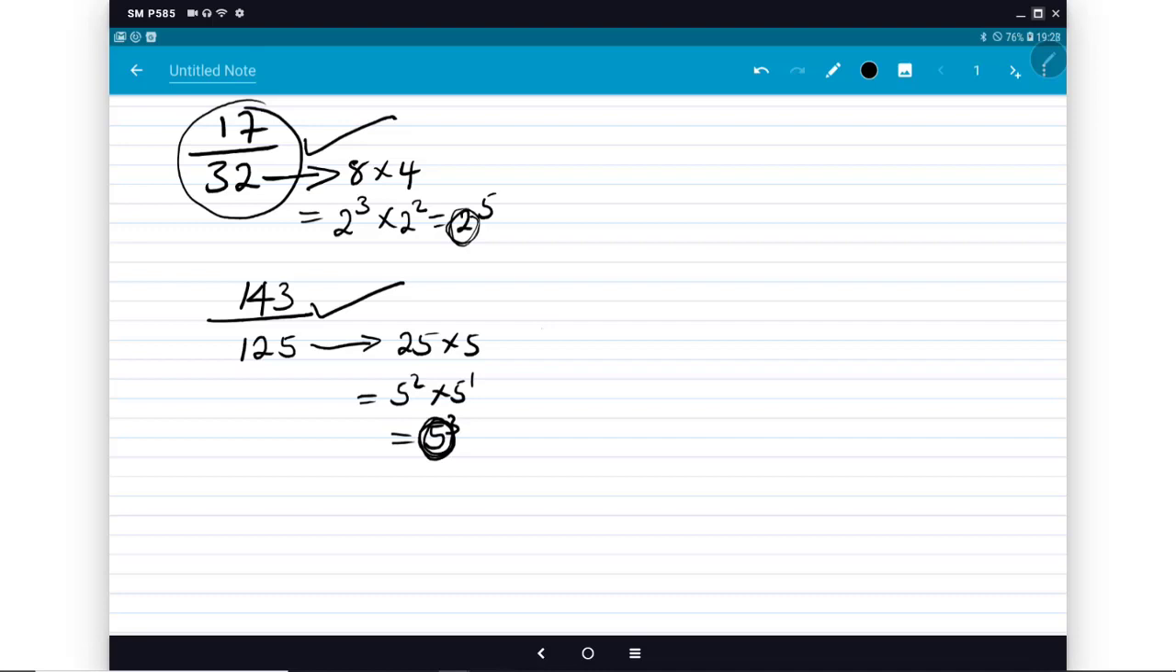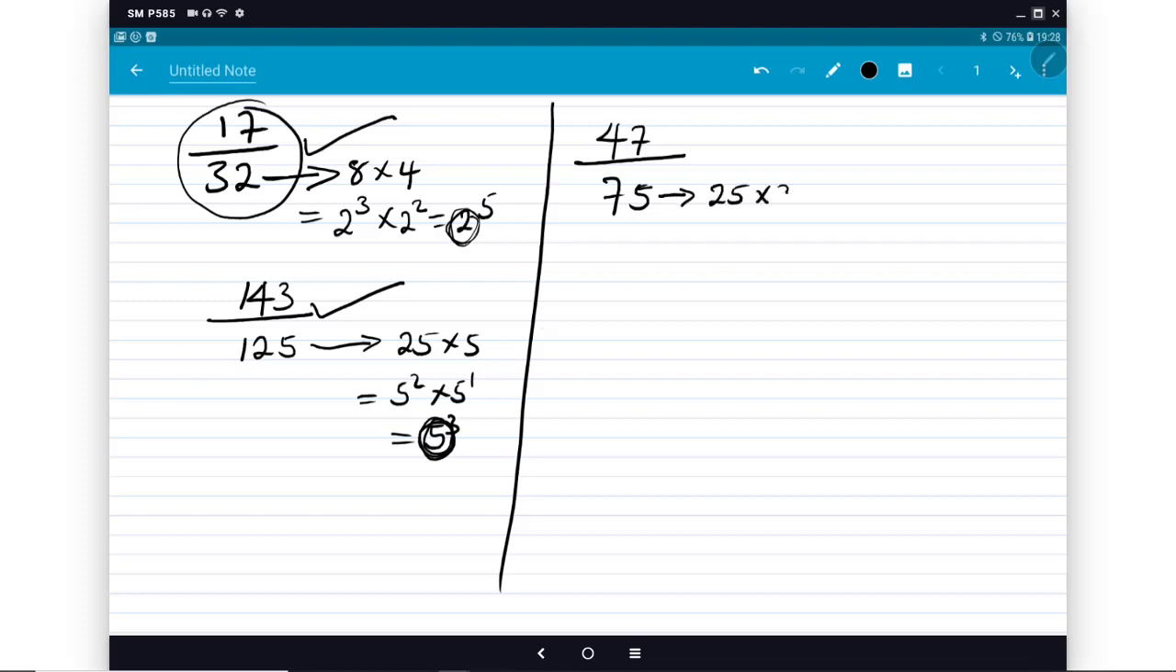To terminate. Now, I could have something like maybe 47 divided by, say, 75. Okay. Now, if you look at this, will this terminate? Let's check. 75 is 25 times 3. Because I can see 3 here already, I don't need to bother myself. This fraction will not terminate because the prime factor of the denominator contains 3. The denominator contains 3 as a prime factor, so it will not terminate.